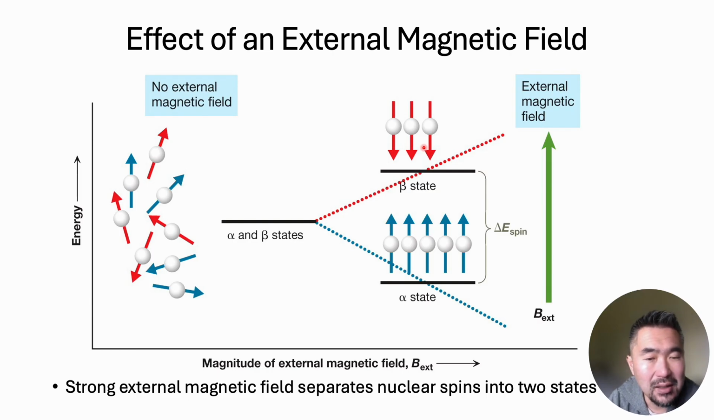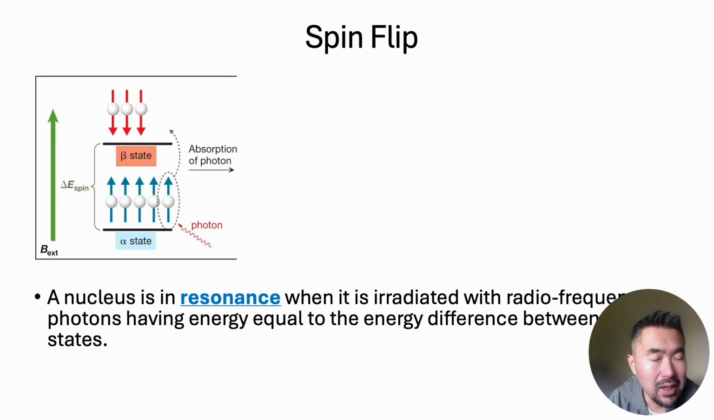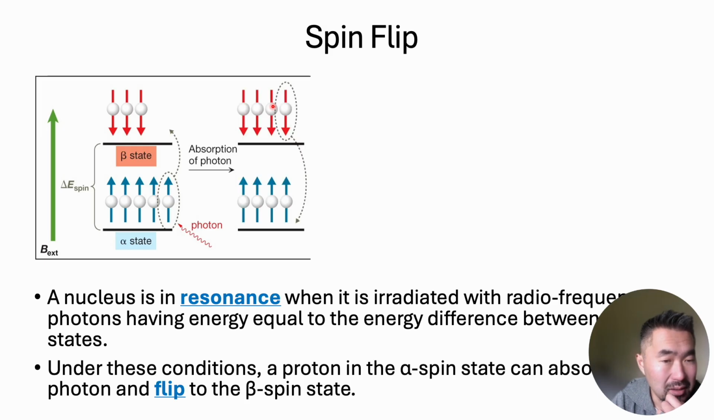Now, the idea is that there's a tiny bit of energy difference between these two states. It's not huge, but that energy difference can be overcome by irradiating with the exact radio frequency of photons, that's the electromagnetic radiation, that's equivalent to this energy difference. That is called resonance. This proton resonates with that radiation or radio frequency, so that it can get promoted to the higher energy beta state. And that's the spin flip.